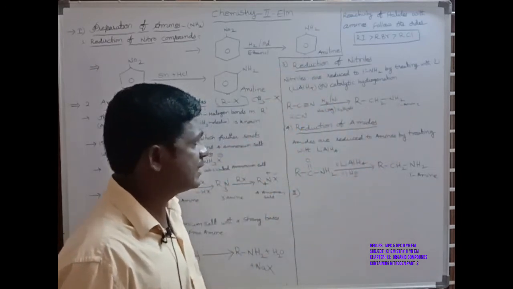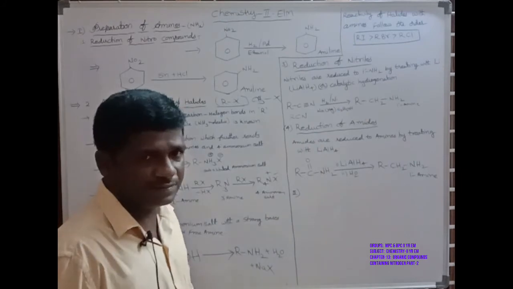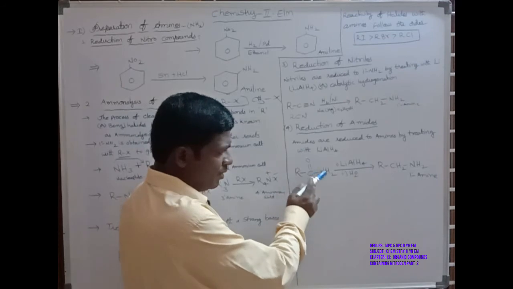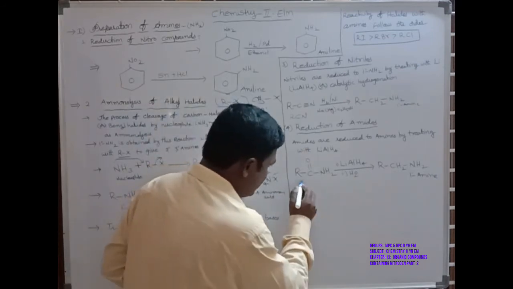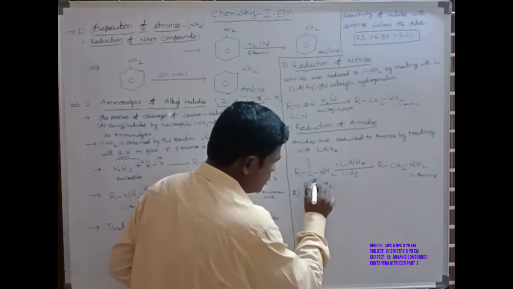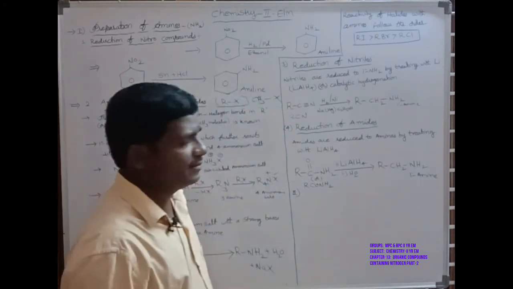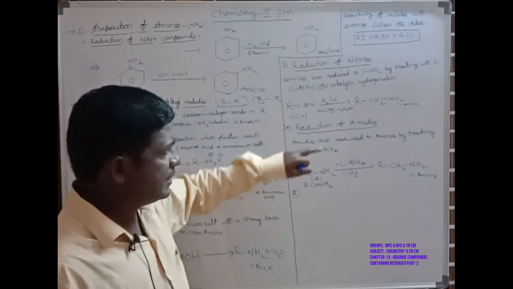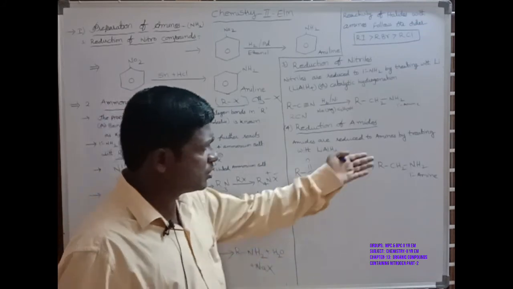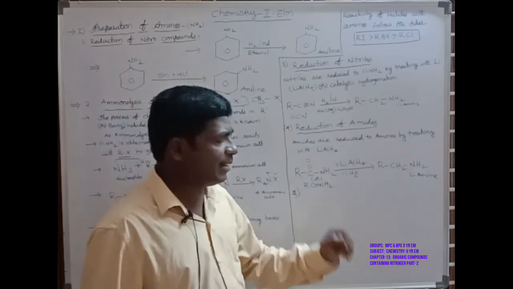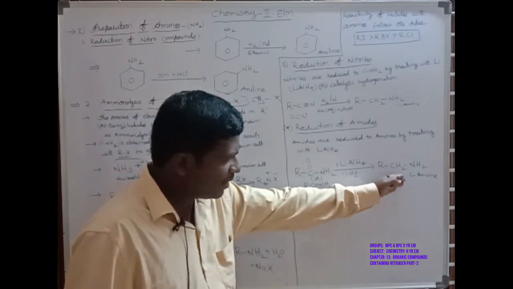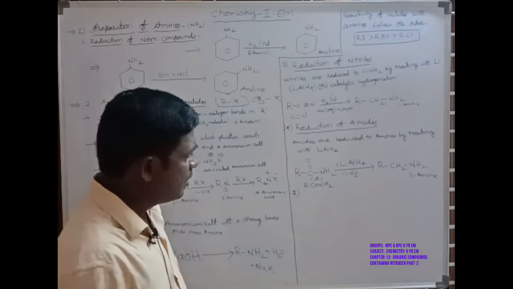The fourth reaction is reduction of amides. Here is R-C=O-NH2, or RCONH2, also called an amide. Amides are reduced to amines by treating with lithium aluminum hydride, forming the primary amine.